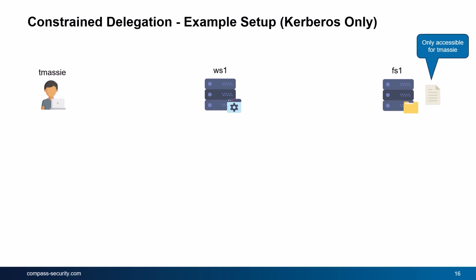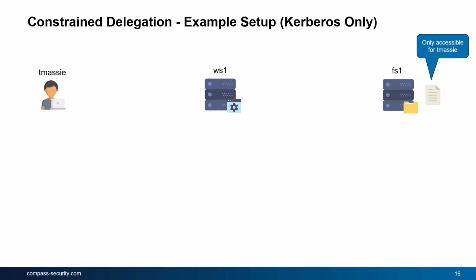Now we can look at an example setup in our lab environment. What we are going to see in the next demo is essentially the following setup. We have our user Trevor Massey. We have a front-end server, which is essentially a web server called WS1, and a backend server, in our case a file share, FS1. And on the file share, we have a piece of data, in our case a text file, that is only accessible to Trevor Massey. So the NTFS permissions on this file are specifically configured to allow only Trevor Massey to access it.